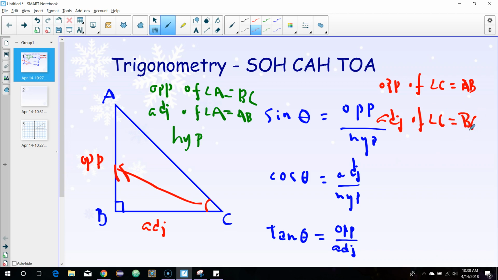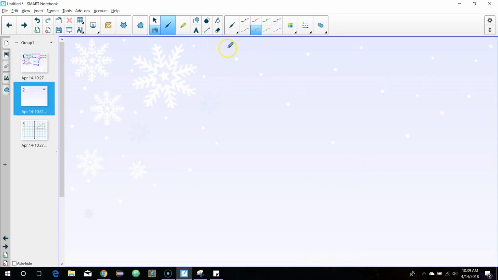Just be very careful about what the question is asking you to do, and make sure you're looking at the correct angle. Otherwise, your opposite and adjacent will get mixed up, and then subsequently, when you're doing all this sine, cosine, and tangent, you'll get it wrong. So that's the basic idea of this. So let's move on to another question. Just do some simple example for you guys.